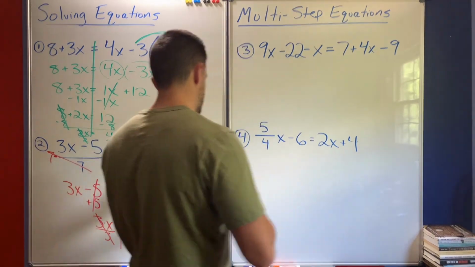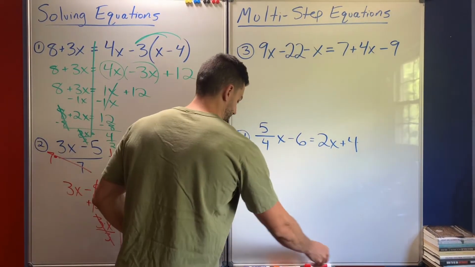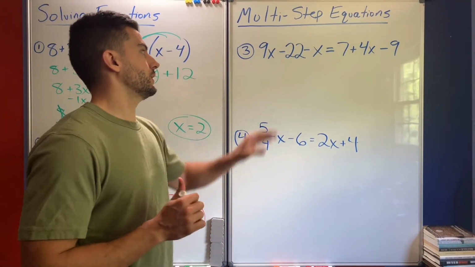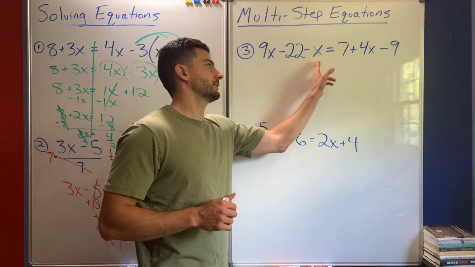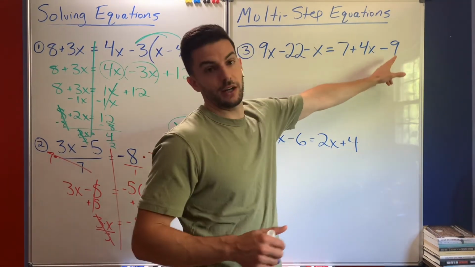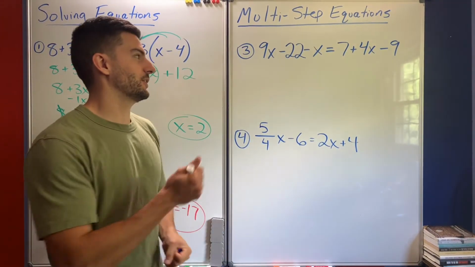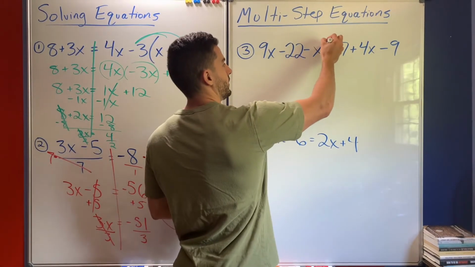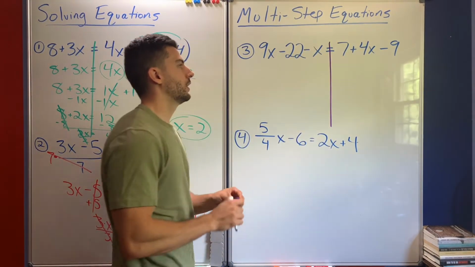Moving on to number 3. Get a new color here. Number 3, 9x minus 22 minus x equals 7 plus 4x minus 9. Holy cow, a lot going on there, right? But again, one thing at a time, okay?